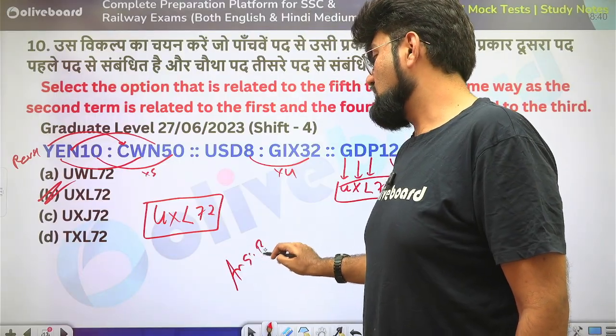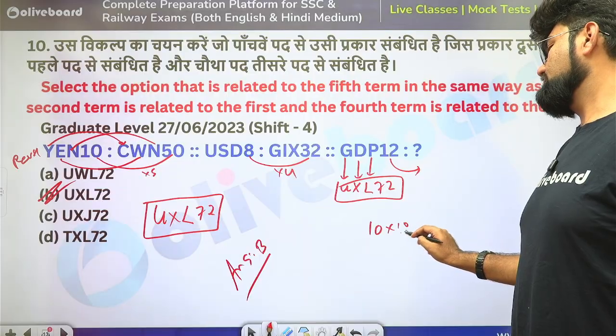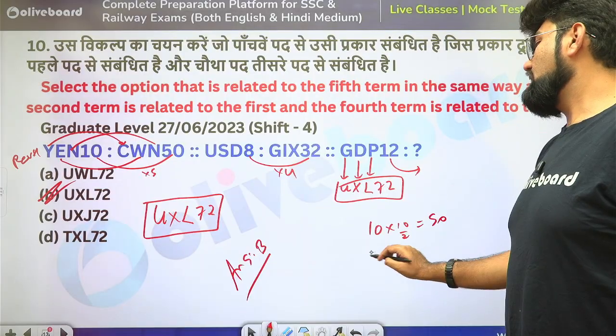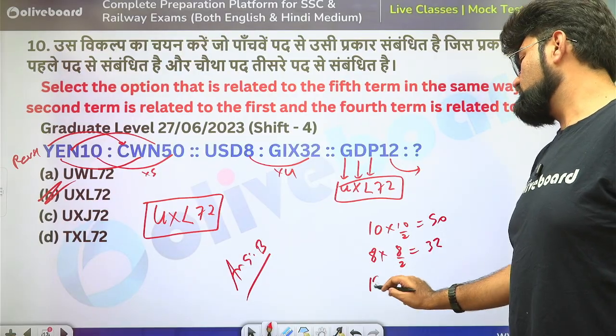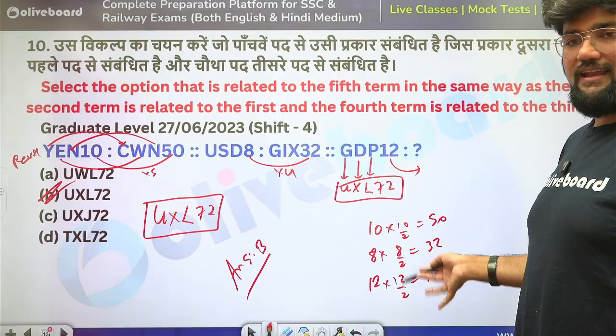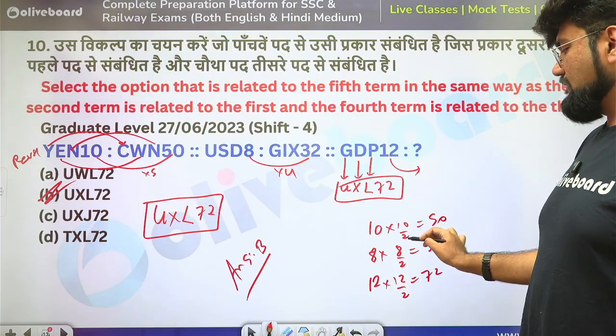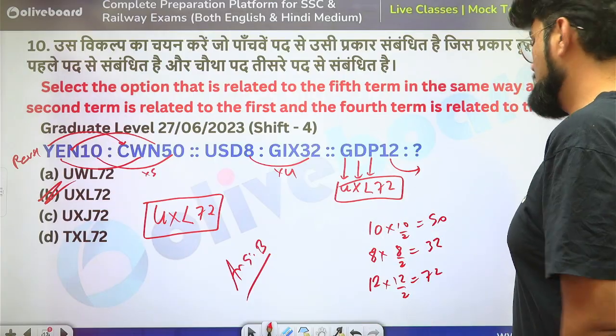But what is the logic about the numbers? Just for the sake of it. So 10 is being multiplied by half of 10 to get 50. 8 is being multiplied by half of 8 to get 32. And 12 is being multiplied by half of 12 to get 72. One approach is this. And if you just observe this, 10 square divided by 2, 8 square divided by 2, 12 square divided by 2. It is the same thing. Anything you can pick up.